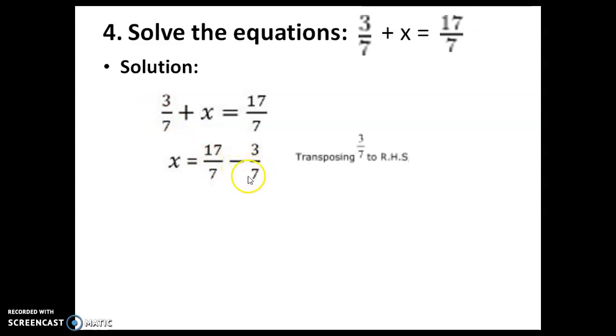Both the denominators are 7, so no need to take LCM. We can straight away write 17 minus 3 divided by 7. 17 minus 3 is 14, so 14 by 7. 14 divided by 7, 7 twos are 14. So x is equal to 2. That's the answer.